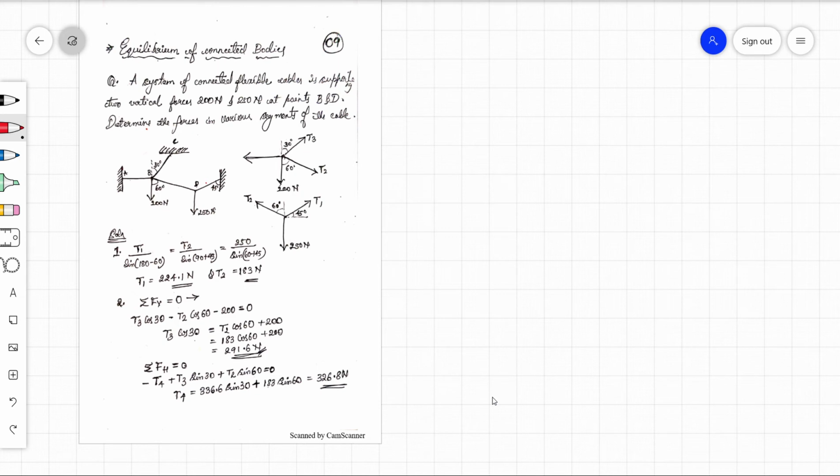Okay, first let us see this. A system of connected flexible cable is supporting two vertical forces, 200 Newton and 250 Newton at points B and D. Determine the forces in the various segments of the cable. So we need to find the forces in this part, this part, this part, as well as this part. This is what they want us to find. Let us draw this first. First, let us draw the cables.